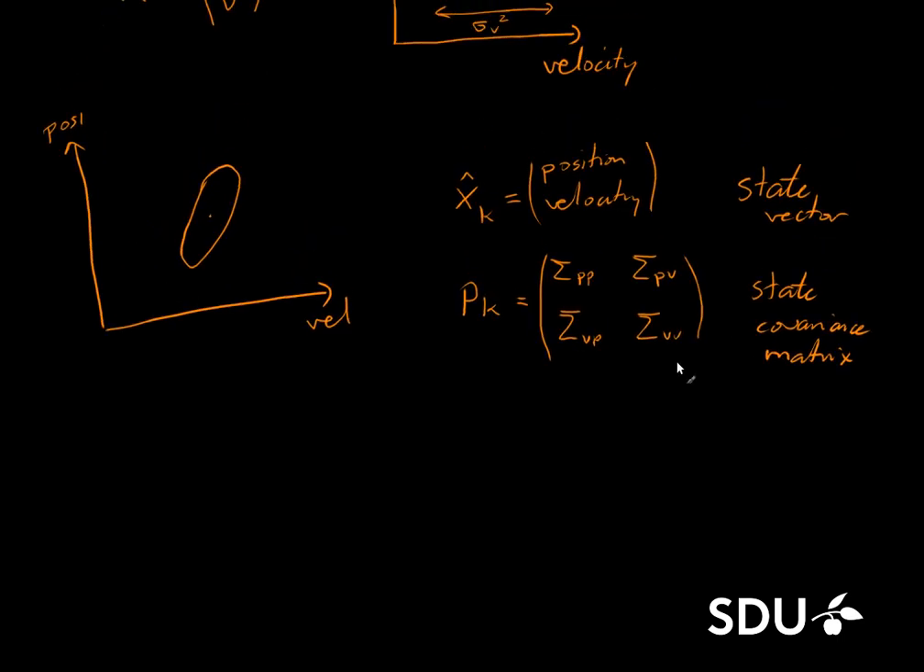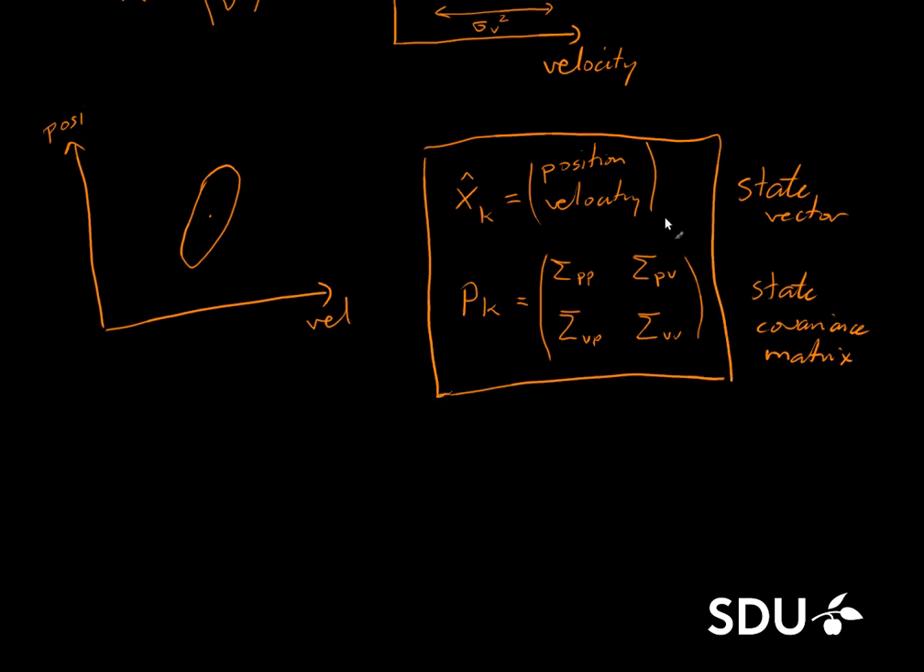Okay. And if we at some point need to describe the state of our system, then it is described by these numbers. Remark that this description can be generalized to a system with more than two elements in the state vector. So if it's a three element long state vector, we should have a 3x3 covariance matrix related to it here. So this is how to describe the current state.